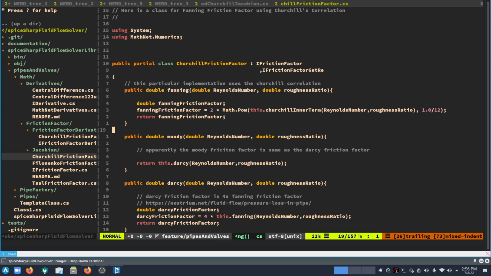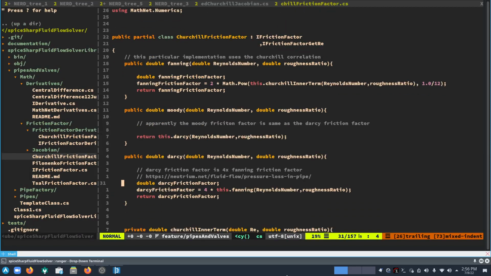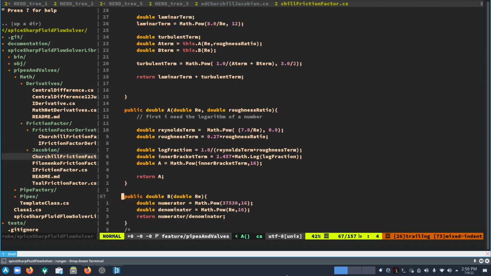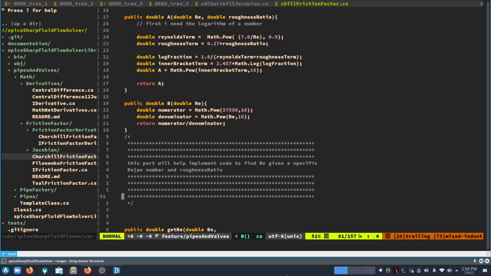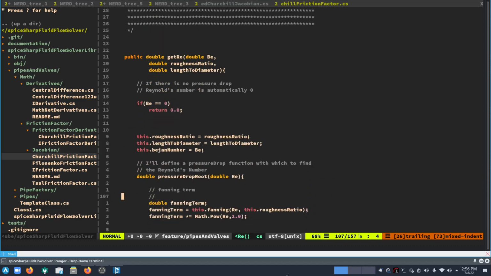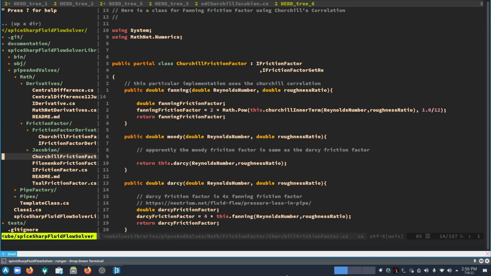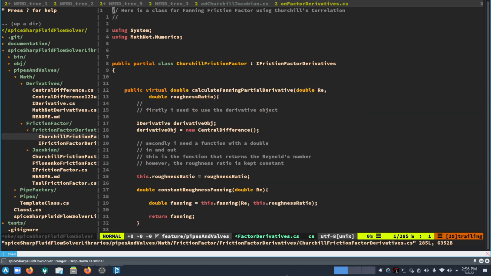So I have this fanning friction factor term. I also have my inner term right here. I have my A and B terms. This is very strange. Why do I have two Churchill friction factor classes? It looks almost like a duplicate to me, but let me take a look.